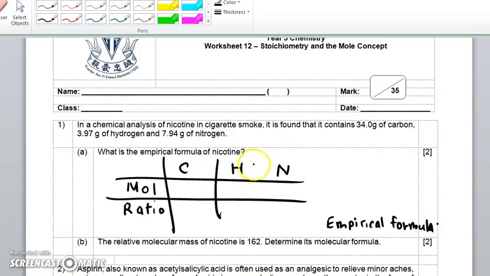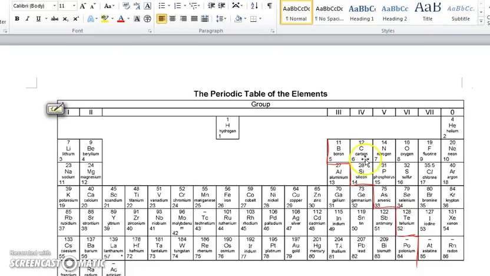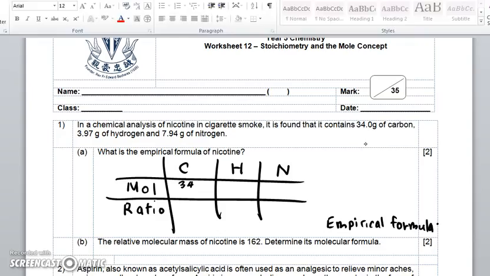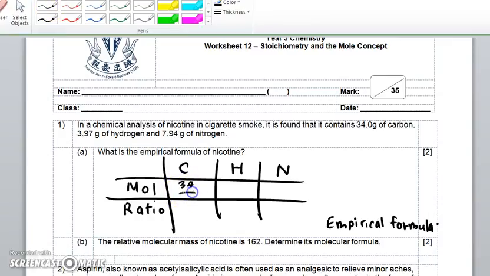So carbon, mass of carbon is 34, mass over Mr, 34 over Mr. I can look at the periodic table and realize that it is 12. Hydrogen is a 1. Take note it's the mass of the atom. We take the mass, which is 3.97 over 1.